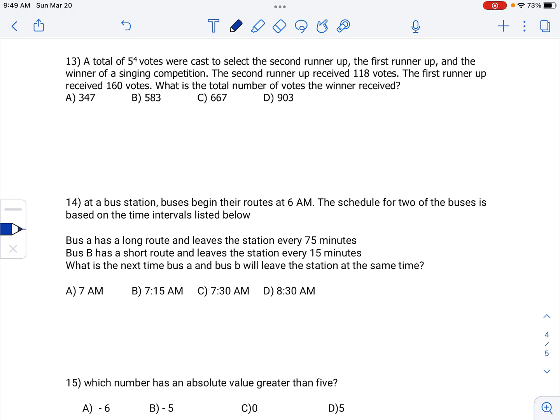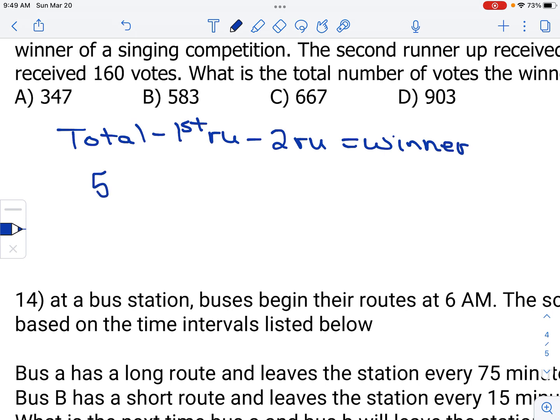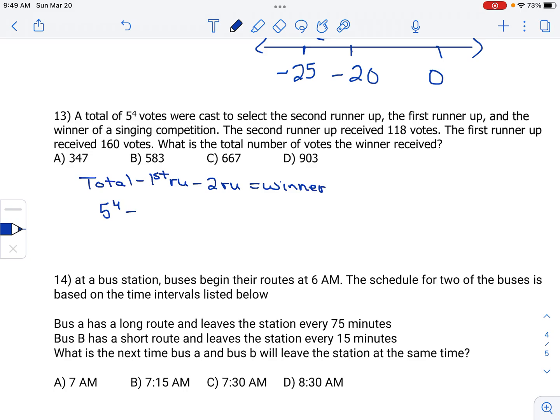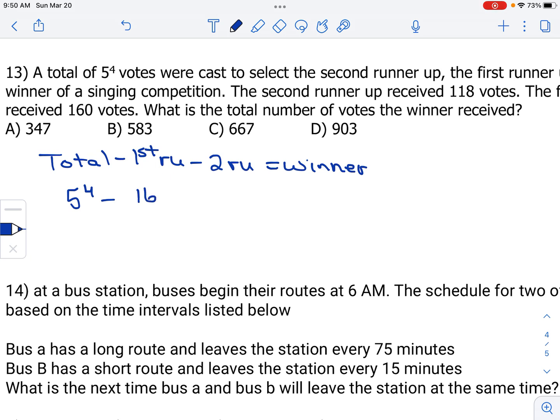Okay, so to figure out, right, we can take the total number of votes, subtract the first runner-up, subtract the second runner-up, and that would tell us how many votes the winner got. All right, so the total number of votes is 5 to the 4th power. All right, and then we're going to take away 118 and 160 votes. First runner-up was 160, second runner-up was 118. All right, so we have to figure out what is 5 to the 4th power.